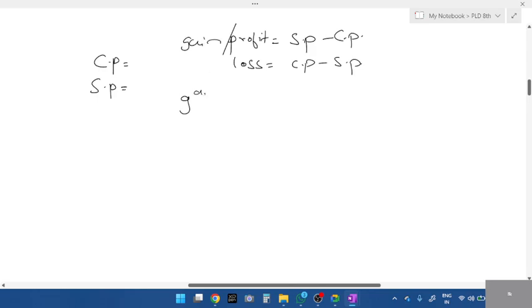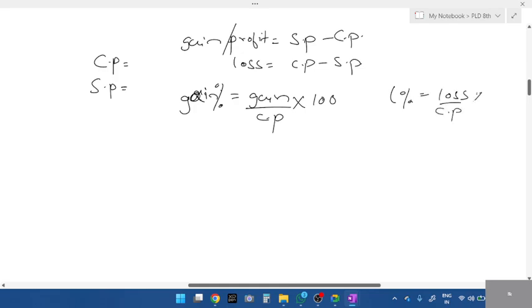Gain. Next. Gain percent. How do you find gain? Yes. Gain percent is equals to gain by CP into 100. Next. Loss percent is loss by CP into 100. Very good. Next.